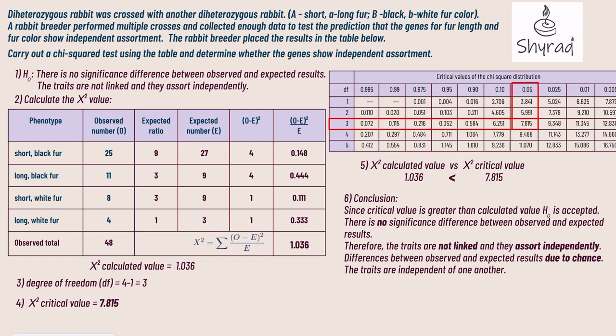Any difference between observed and expected results is due to chance. The traits are independent of one another.